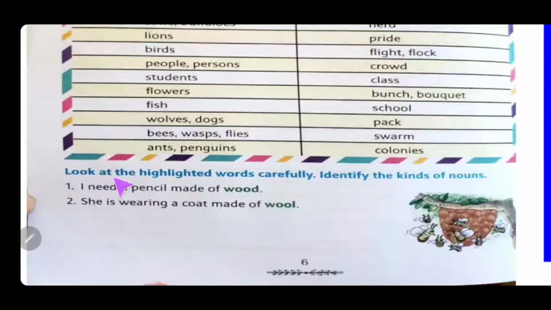Now, look at the highlighted words carefully. Identify the kinds of nouns. Here we are given some sentences with words like wood or wool, and some more words which are highlighted. We have to identify the kind of noun.